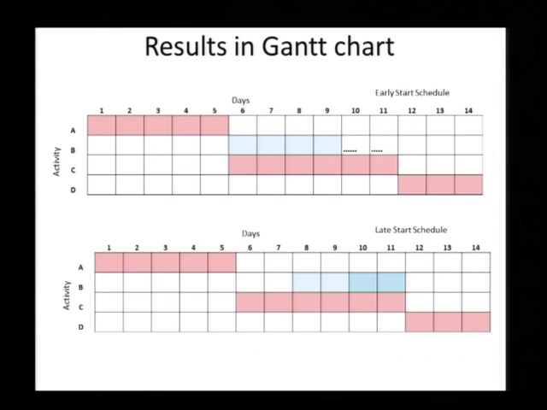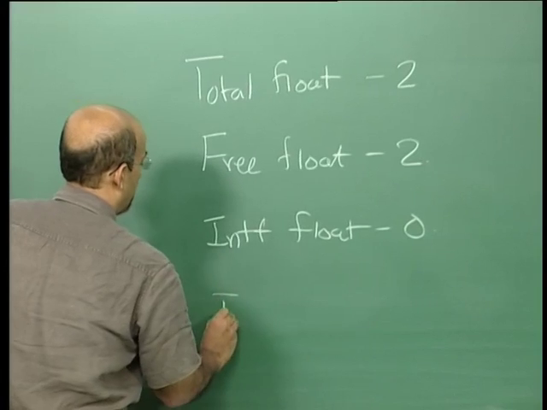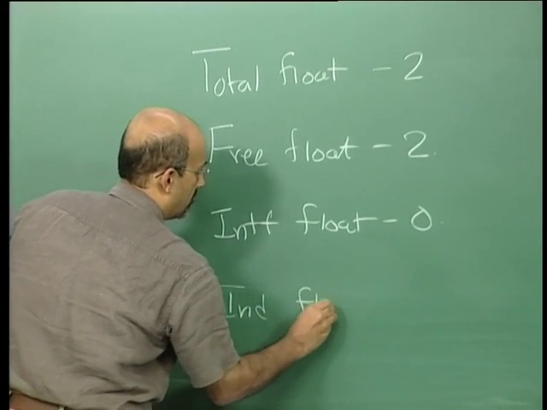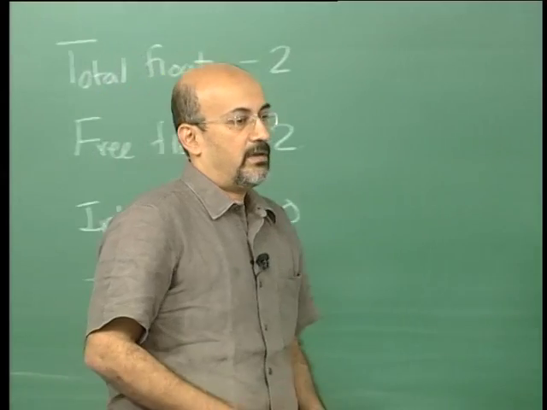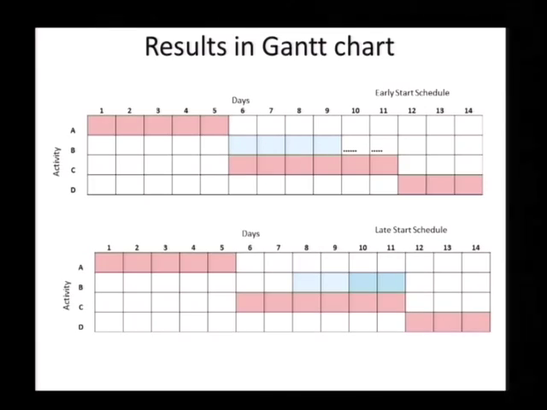Okay, so the independent float is also 2. Now you can see we put this into a bar chart here. You can see the bar for B here, in blue. And you can see the 2 days of total float. There are 2 days of free float because I can move it here and it does not interfere with anything else, and it also happens to be independent float.